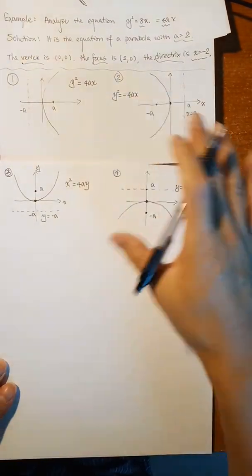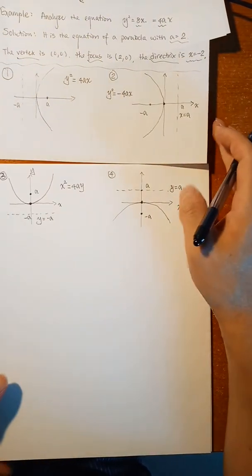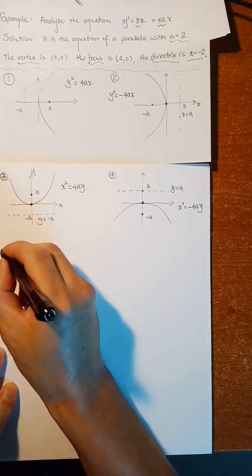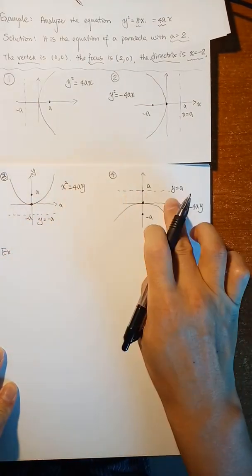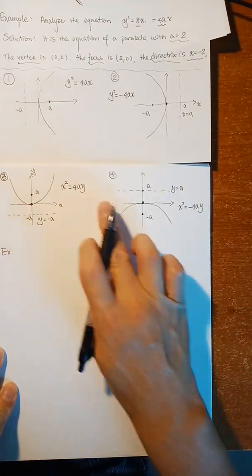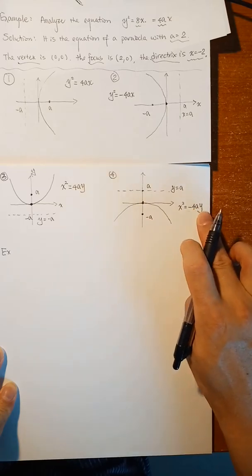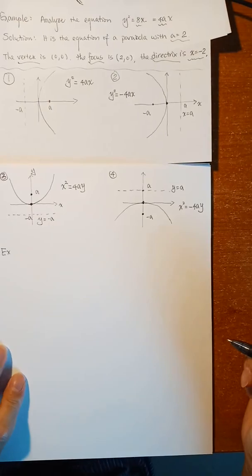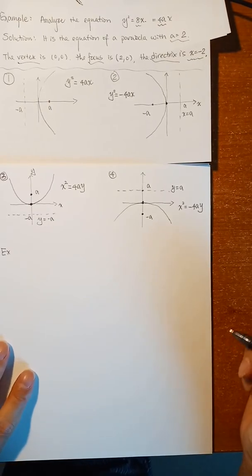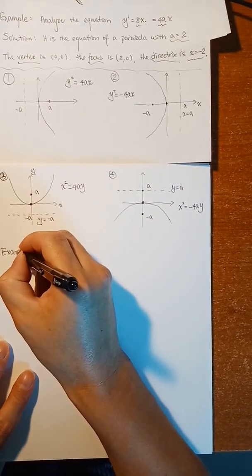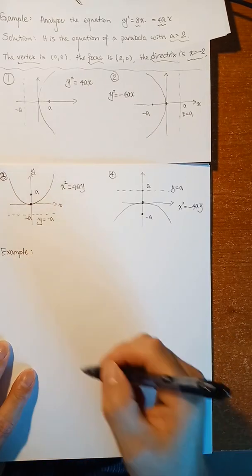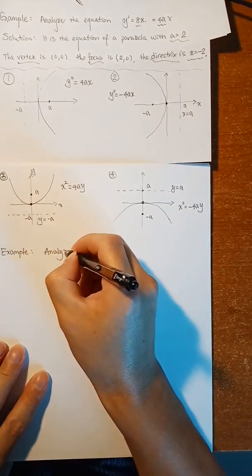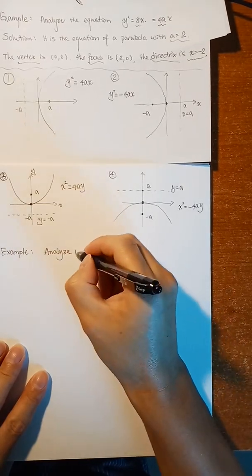Okay, so that's all four standard positions. We need to memorize all four standard positions. And all these formulas, x squared 4ay, x squared negative 4ay, all these four formulas can come from the similar computation like what we just did. Okay, now let's analyze the equation.